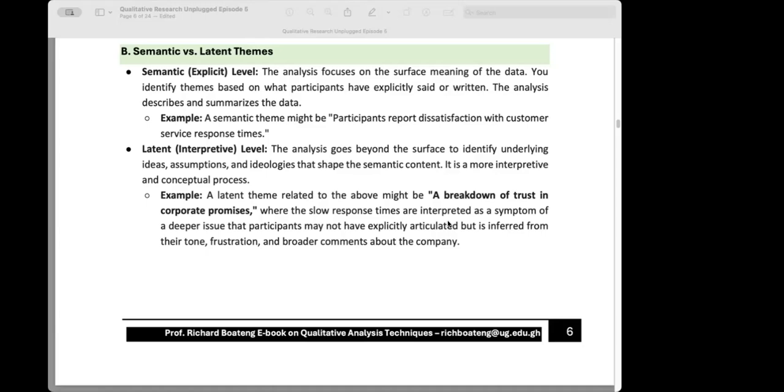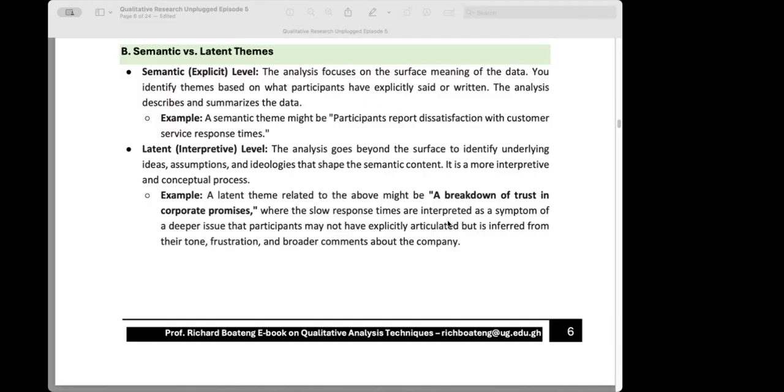You identify themes based on exactly what participants have explicitly said or written. The analysis primarily describes and summarizes the obvious, manifest content. This approach is often more descriptive, laying out the explicit patterns clearly stated by participants. So a semantic theme derived from, say, customer feedback about a new service might simply be, participants report dissatisfaction with customer service response times. It's a direct summary of a stated problem. They said it, you report it.